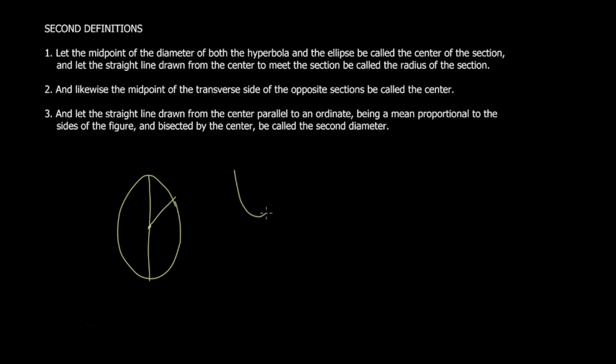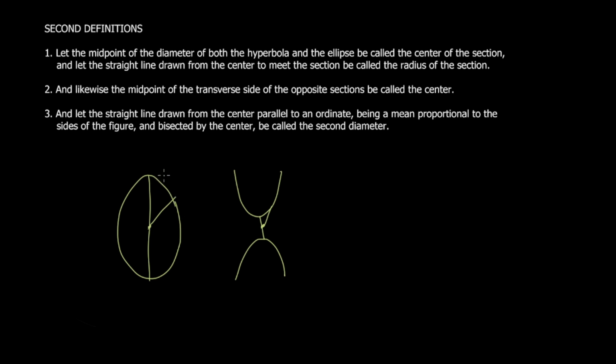And for a hyperbola, same thing, but the diameter is here. You have a midpoint. If you were to drop some line like this, that would be a radius. And the second definition is, and likewise, the midpoint of the transverse side of the opposite sections be called the center. So the transverse side is just another name for transverse diameter. So this is just the definition for center versus the other one was the definition for radius, but same diagram, same thing.